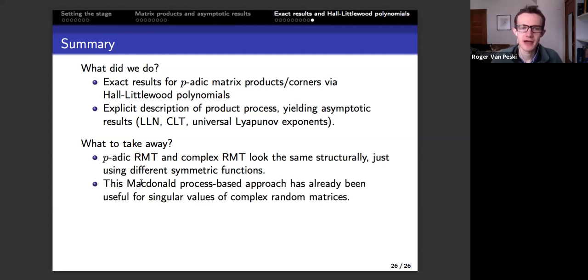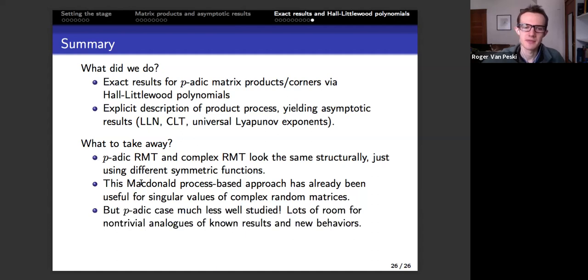On the singular value side, this symmetric functions Macdonald process-based approach has already been very useful in proving asymptotic results. I mentioned these results of Gorin, Strahov, and Sun. And here it's been quite useful for proving similar things about p-adic matrices. But I think there's been basically no study of p-adic matrices from this sort of integral probability-esque perspective. And so I think there's a lot of room to take this perspective and see how far you can push it in p-adic random matrix theory. And this structural analogy provides a very good guide for what are reasonable questions to ask and what you can expect of them.